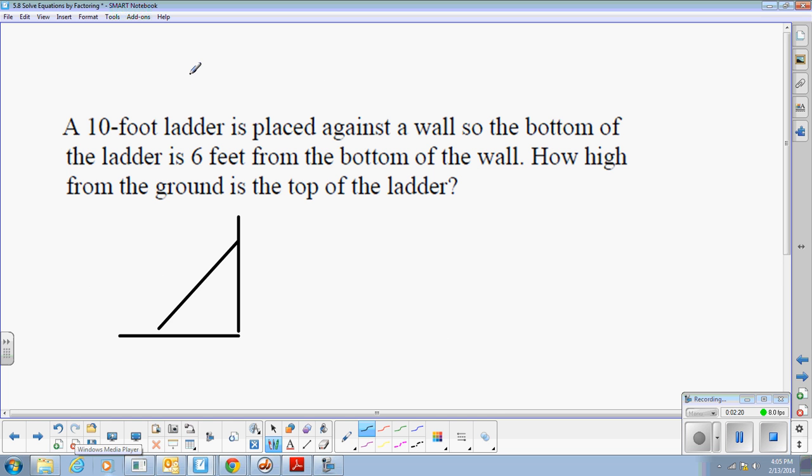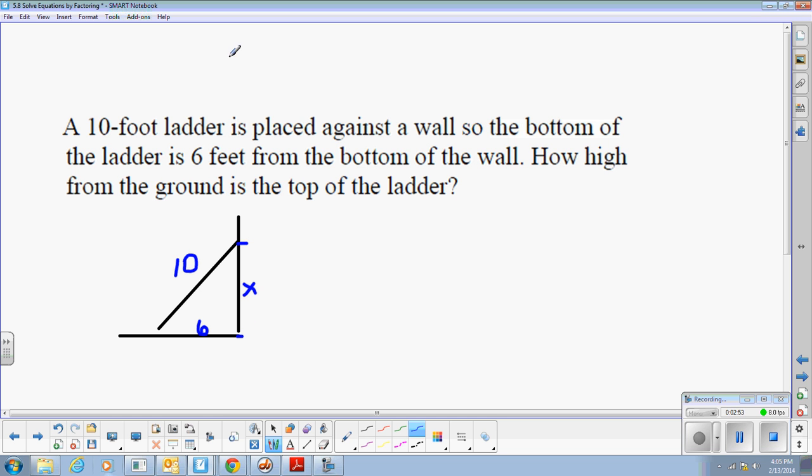If a 10-foot ladder is placed against a wall, so the bottom of the ladder is 6 feet from the bottom of the wall, how high from the ground is the top of the ladder? Tell me, what shape does this make? That's a triangle. There's a certain theorem that you need to remember to do this kind of problem. I know it's a 10-foot ladder, so the 10 is out here. The 6 is from the bottom of the wall. And I need to know this height right here from the tip of the ladder to the ground. So that is my x.